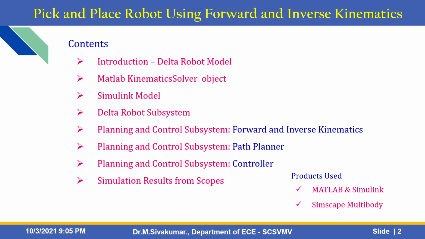A pick and place robot using forward and inverse kinematics. The contents are: introduction, what the Delta robot model is, and the MATLAB objects we are going to use, that is the kinematic solver, the Simulink model, the Delta robot subsystem, and the planning and control subsystem, having forward and inverse kinematics, a path planner and a controller. We are also going to see the results through the Simulink scopes at the time of simulation. The products you need to design this are MATLAB, Simulink, and Simscape Multibody toolbox.